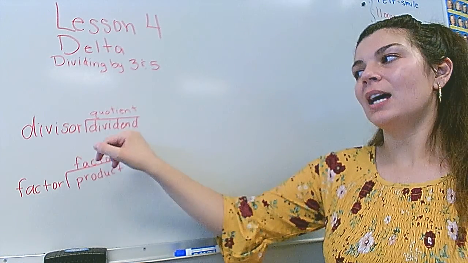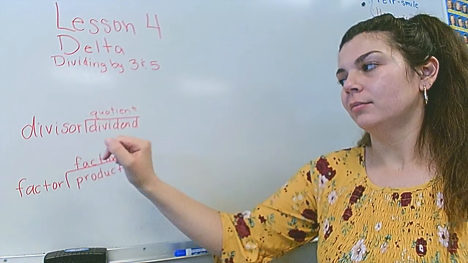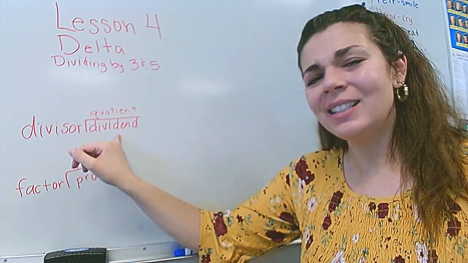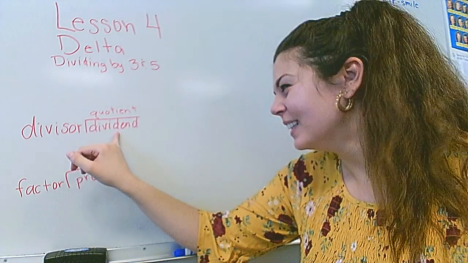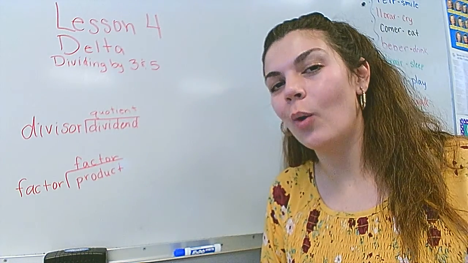This number inside of our division, I still don't know what that's called. They didn't tell me though, is the dividend. And our answer is called the quotient.